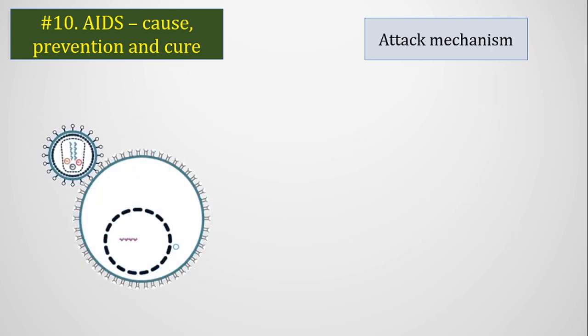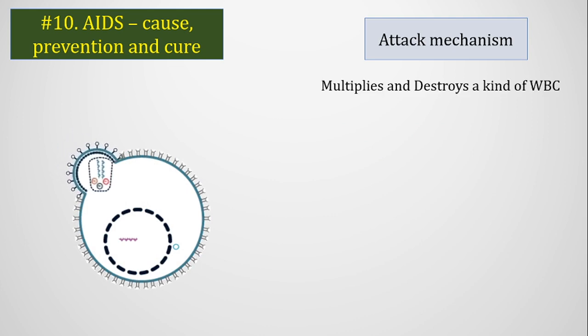So how does the AIDS virus attack the human body? Let's see. At first, the HIV virus selectively attacks and multiplies within a kind of WBC called the T helper cell. When the HIV virus enters the body, it finds a suitable host, the T helper cell, a kind of WBC, and selects it as its host. So we understand that the HIV virus cannot infect other cells, but it can selectively infect the T helper white blood cell, and it goes inside and multiplies rapidly using the T helper cell's own mechanism.